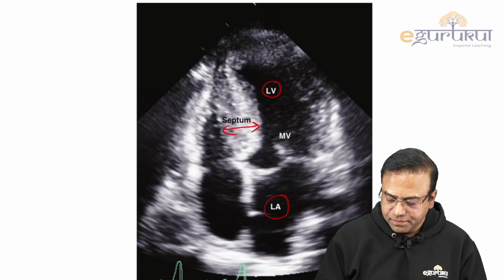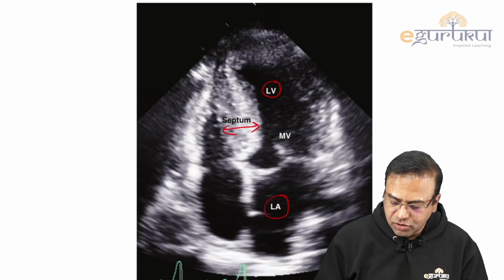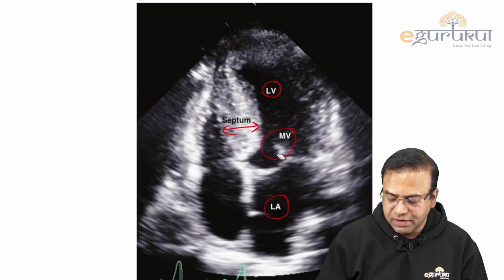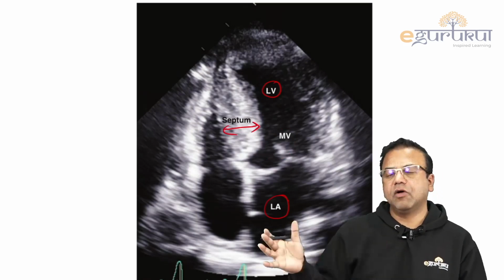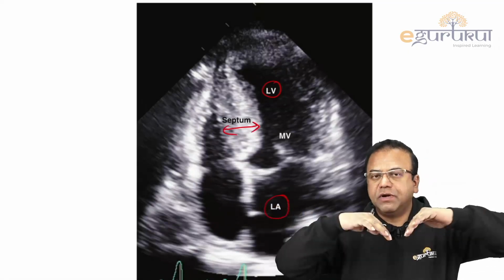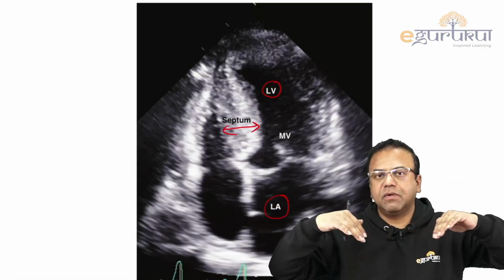This is the LV, this is the left atrium, and you do notice the mitral valve mentioned here. This mitral valve is difficult to appreciate in a still image, but the mitral valve is dynamically creating an obstruction, and it is coming close to the septum, and together the mitral valve and the septum are creating the obstruction.